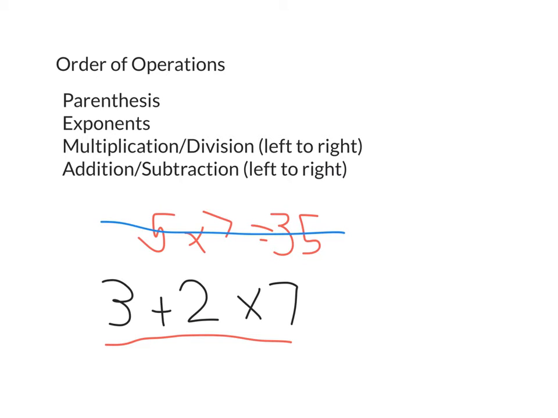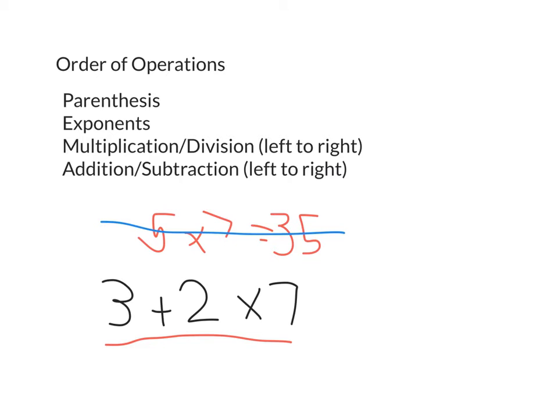The reason why is it's been agreed upon that there's a set of rules of the things you need to do first. And it goes like this. You need to do anything in parentheses first, then you need to deal with exponents, then you deal with multiplication and division from left to right, and then you deal with addition and subtraction from left to right.